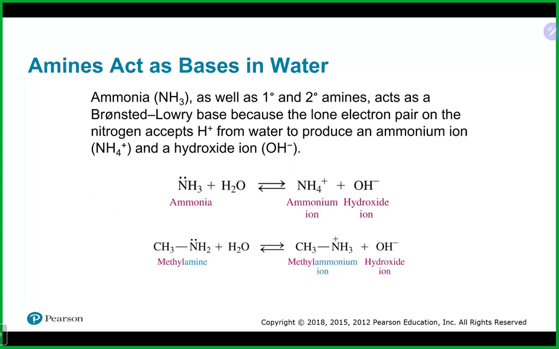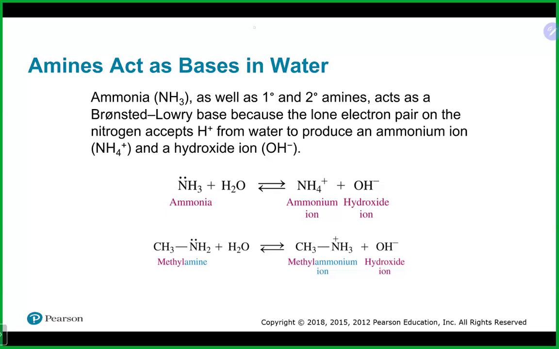All right. Now, amines, because they are really based off of ammonia, and ammonia is a weak base, they basically will act as a base with water. So when an amine reacts with water, it will react as a Bronsted-Lowry base, like we talked about in the acid-base chapter, which means it will accept an H plus from the water.